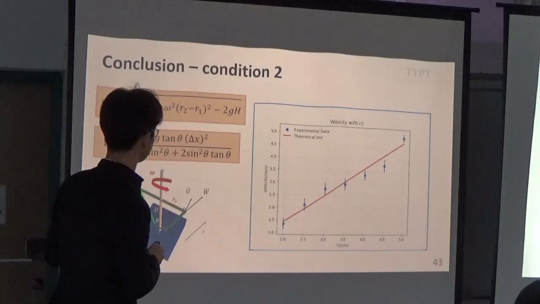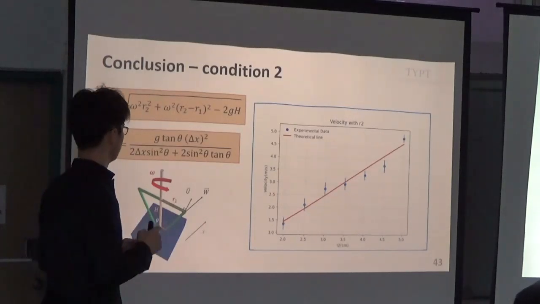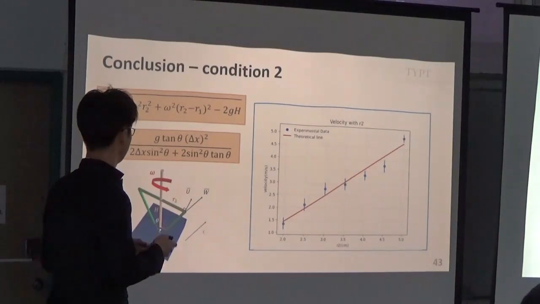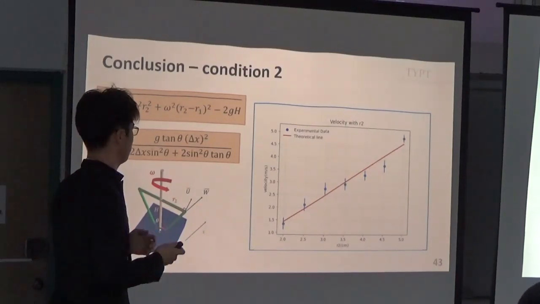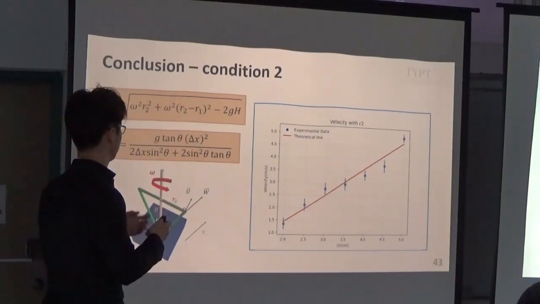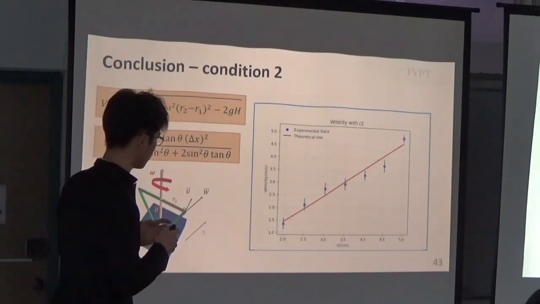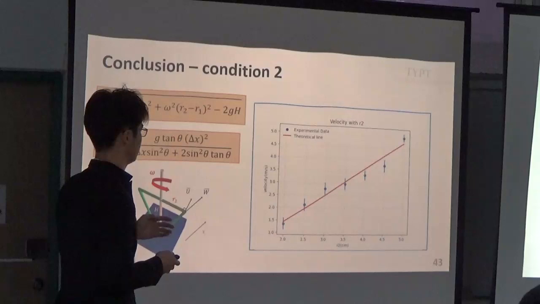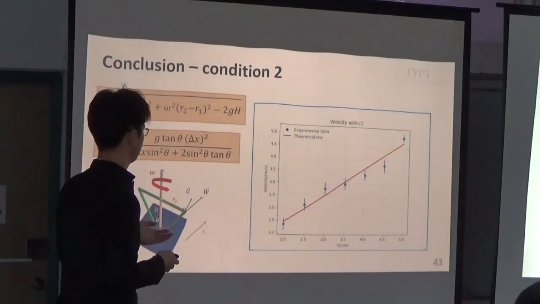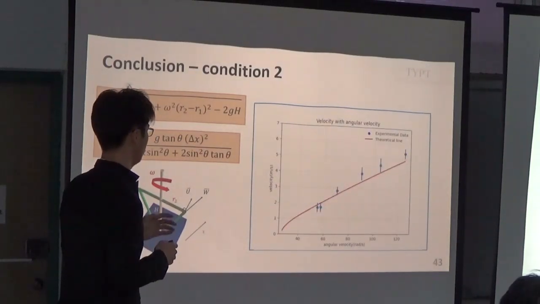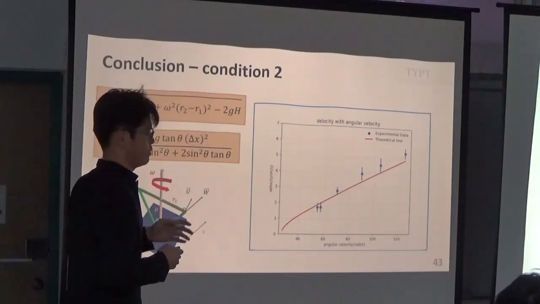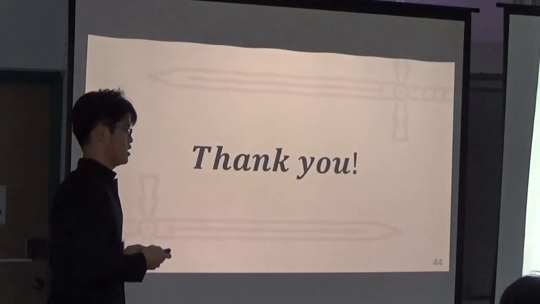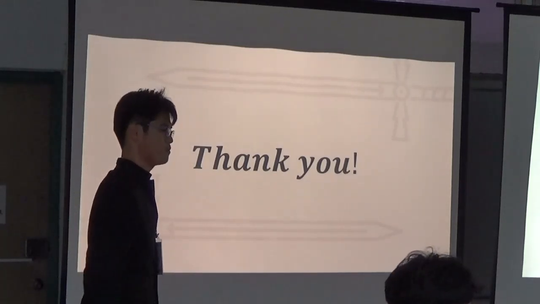And for my condition two, I tried to find the final velocity at which the water comes out from the straw. I calculated the velocity by analyzing the projectile motion of the water. And I found that the upper radius is positively correlated to the velocity, and the angular velocity is also positively correlated to the velocity. And that's my whole presentation. Thanks for your attention.